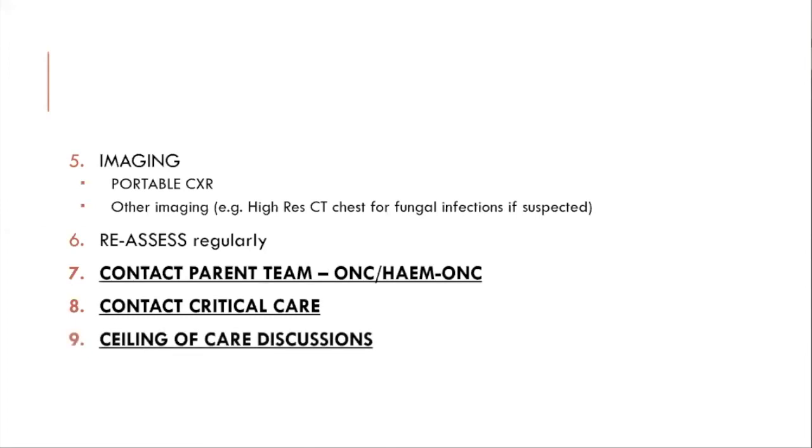And again, ceiling of care discussions, it might be that this person has stage 4 widespread metastatic cancer. The prognosis is 2 months to live, and then you would think about what is appropriate to do for this patient. How aggressively would you treat them? Would you be ready to intubate them, to take over ventilation, admit them to ITU, if actually that's not what they would have wanted? Okay, so these are all important things that you need to decide and figure out early on.